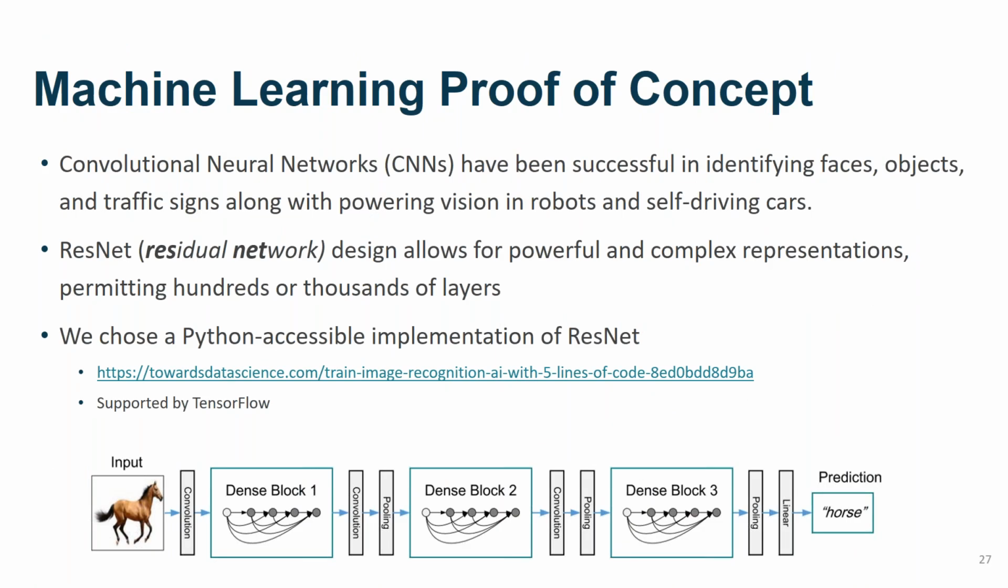So a couple years ago, we did kind of an initial machine learning proof of concept. As we all know, machine learning algorithms, convolutional neural networks have been successfully used for all kinds of image processing tasks, such as identifying faces, objects, and in all kinds of applications for self-driving cars. So we used a publicly available ResNet algorithm with a Python implementation using TensorFlow to go through the process of training the network with MuSES generated imagery and then testing the output.